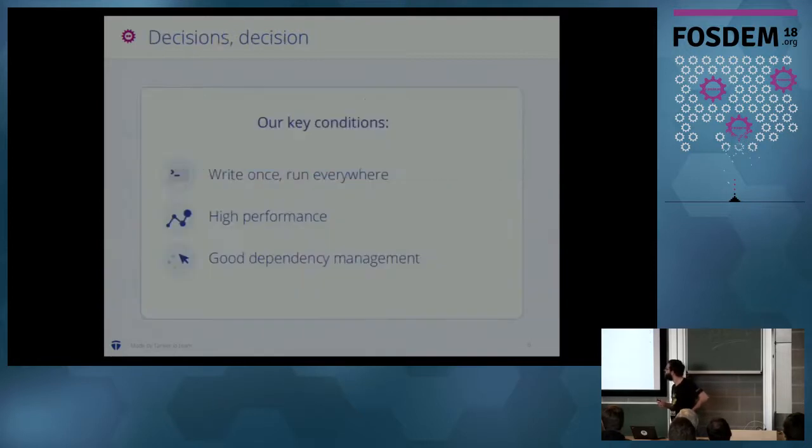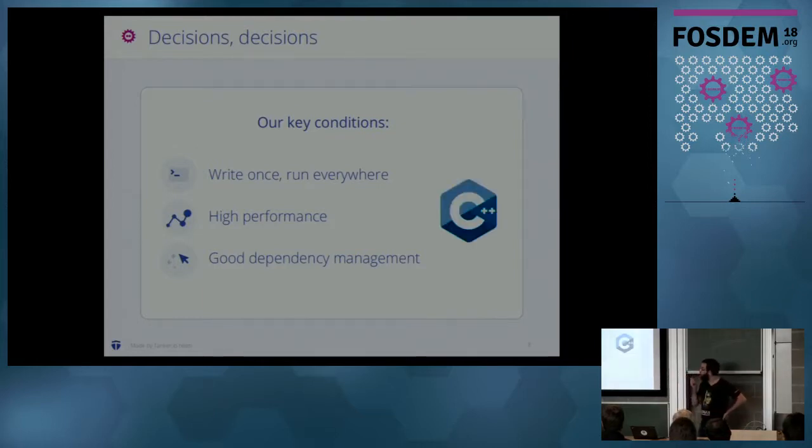So first of all is write once, run everywhere, because we don't want to write everything in Swift and then in Kotlin or Java. We wanted one code base. Then high performance, especially for mobile devices, and also great or at least good dependency management. And that's why we chose C++.